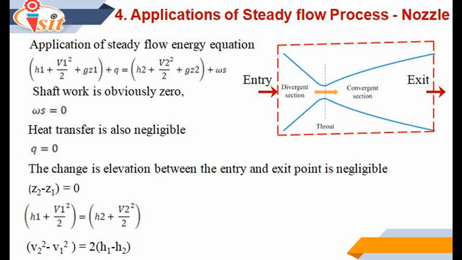The nozzles are thermally insulated and are characterized by a high rate of flow of fluid. Then heat transfer is also negligible, so Q is equal to 0. The change in elevation between the entry and exit point is negligible, so Z2 minus Z1 is equal to 0. Then this equation reduces to H1 + V1 square divided by 2 is equal to H2 + V2 square divided by 2, meaning V2 square minus V1 square is equal to 2 into (H1 minus H2).